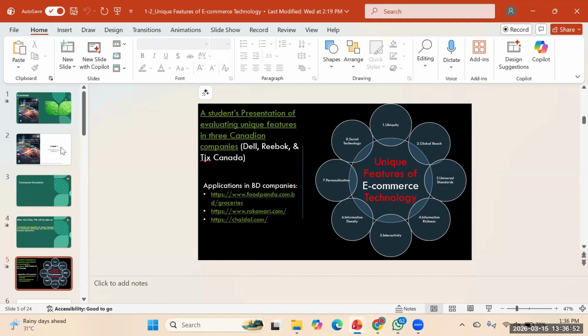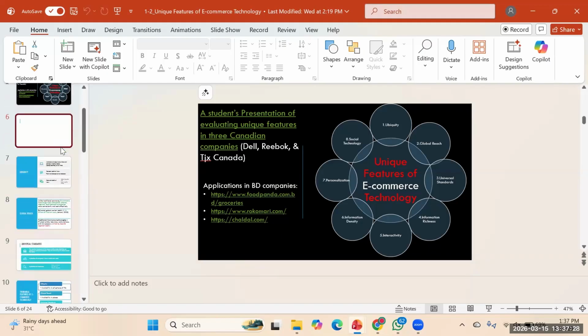There he explained the implications of those features, and also the applications in the context of Dell Canada, Reebok Canada, and TJX Canada. But then in our classroom, we discussed how we can do the same interpretation and compare the applications of these potentials in the context of Bangladesh. Here we agreed on three different companies which we can explore. Food Panda, I mean Panda Mart, you have already suggested. Then we also talked about Rokomari and Children.com.